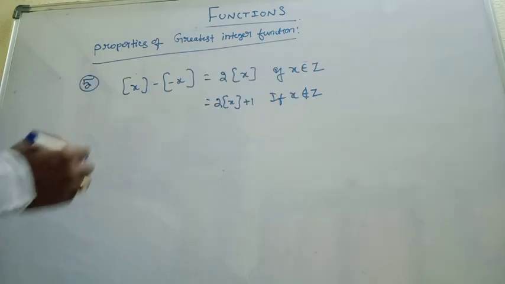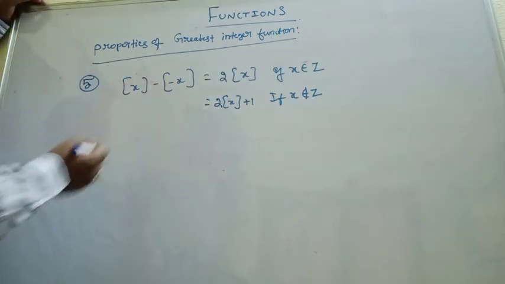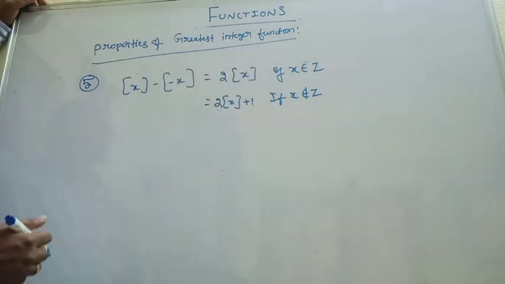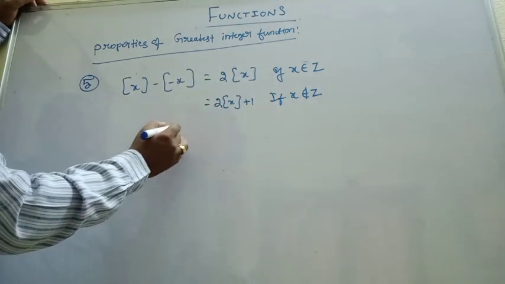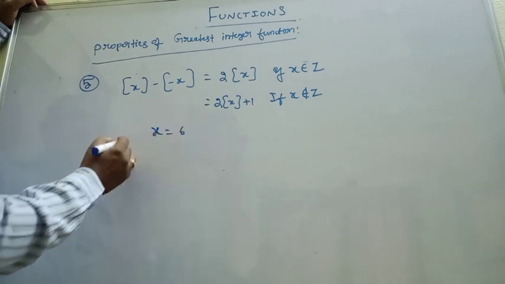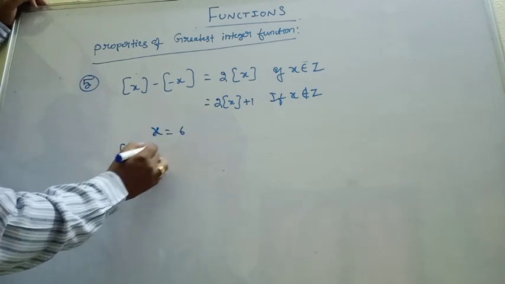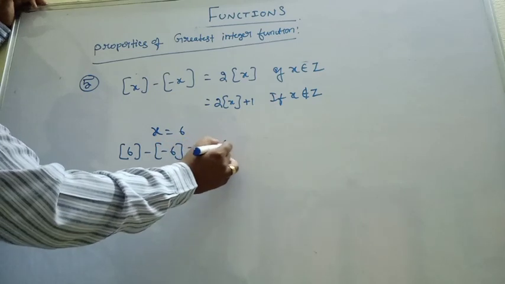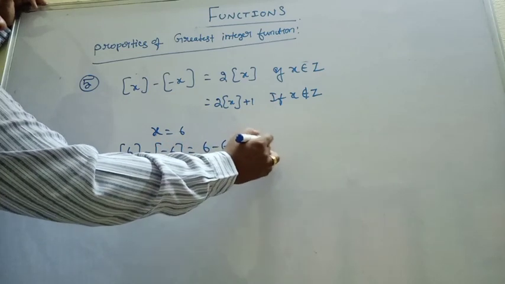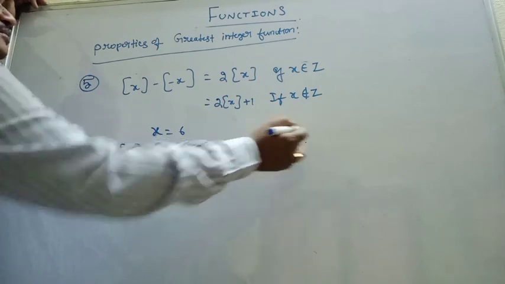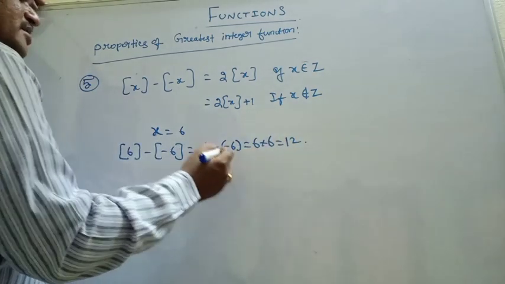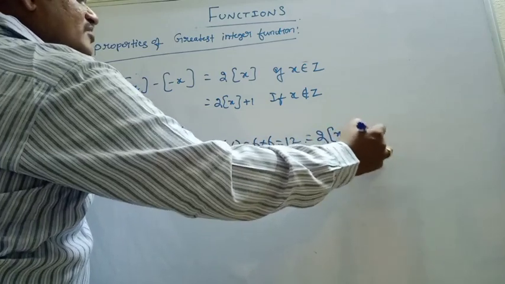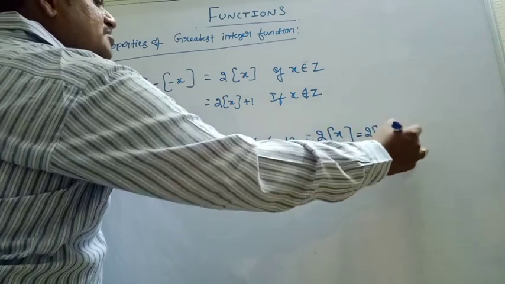Now we have another property. This is floor x minus floor of minus x. This is equal to 2 times floor x if x belongs to Z. Let us take some other example, x is equal to 6. Then floor of 6 minus floor of minus 6 is equal to 6 minus of minus 6. This becomes 6 plus 6, which is equal to 12. Like 12 means this is actually 2 times floor x, that is now 2 times floor 6, that is 12.